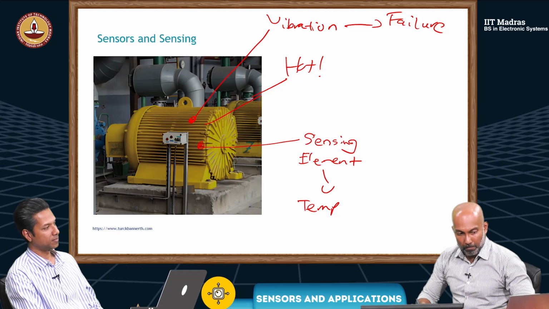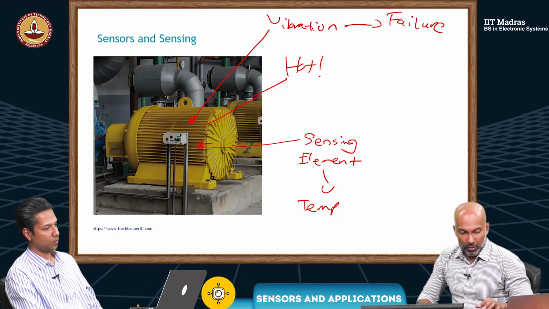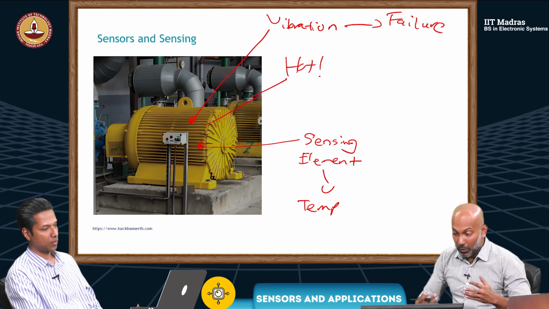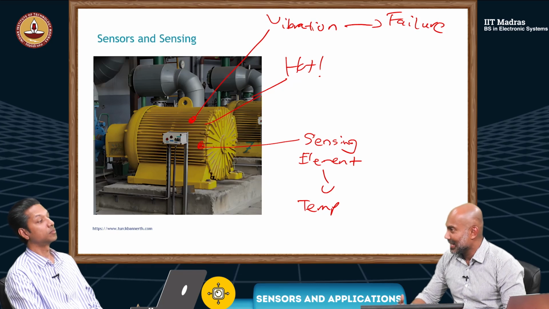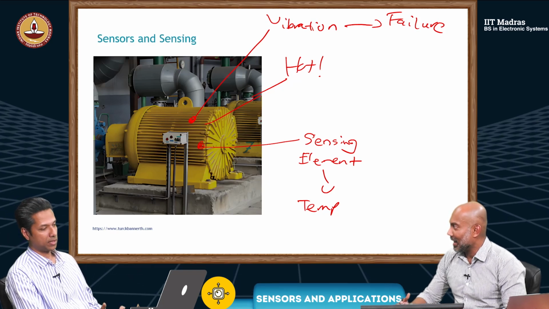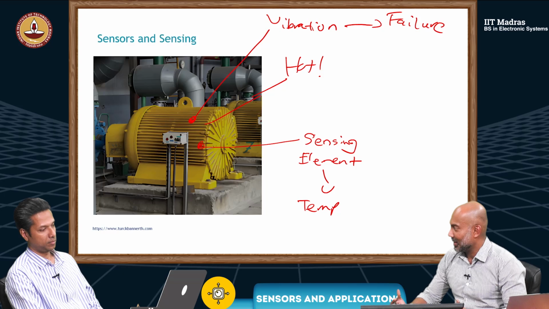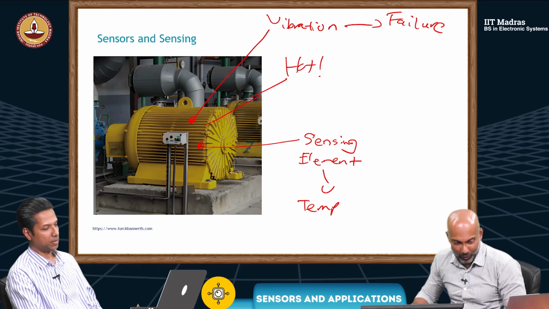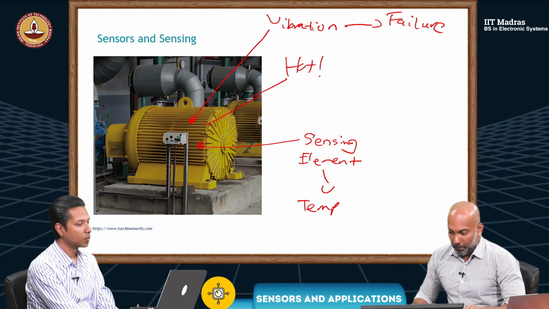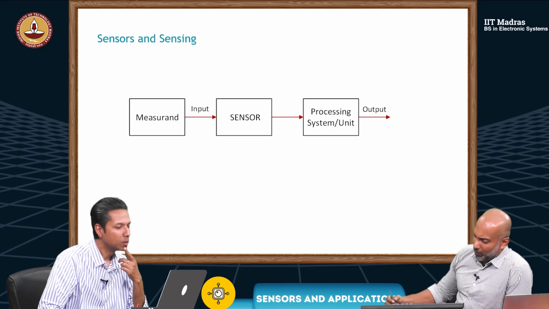So that's, I think, one way to look at why we need sensors, other than the sensors we have in the human body. Okay. So Bobby, what do we have here?